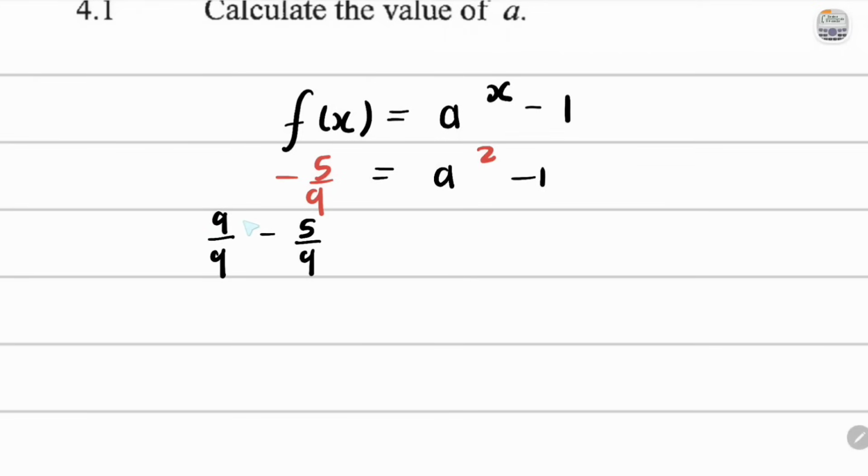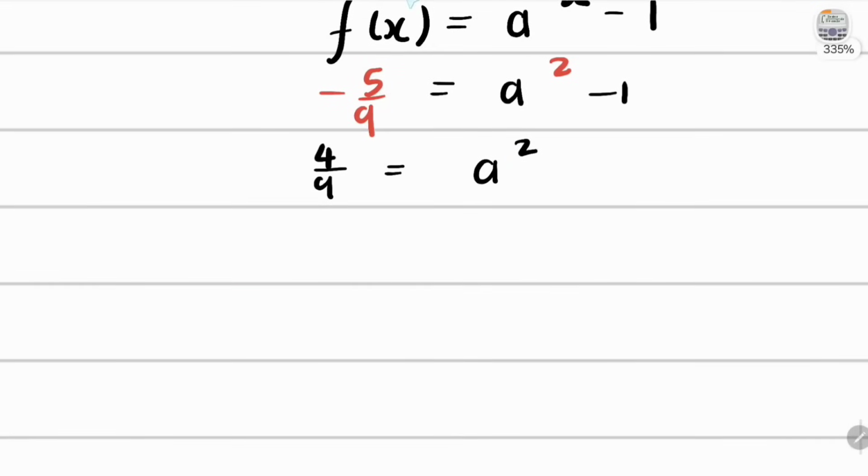So we might as well call this 9 over 9. 9 minus 5 is 4, so that's 4 over 9. So we can just say this becomes 4 over 9 is equal to a squared. And now to get a on its own, you see that we just have to get rid of the square root. And we can do that by square rooting both hand sides.